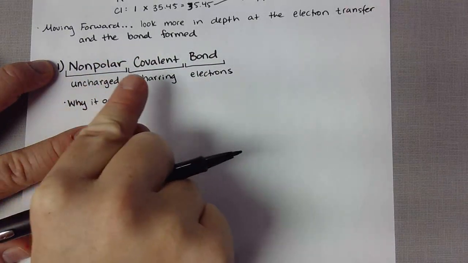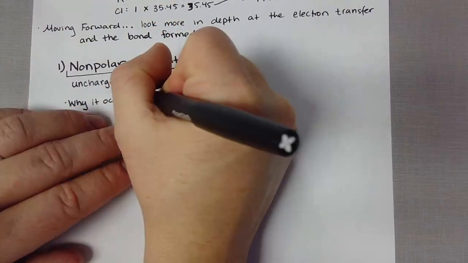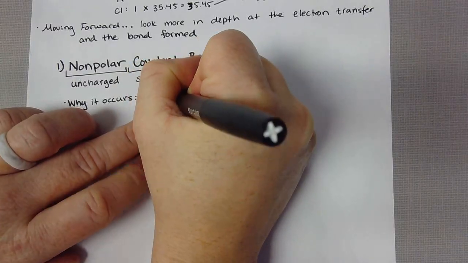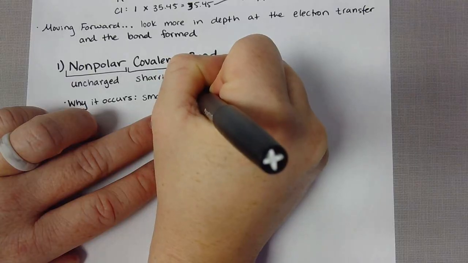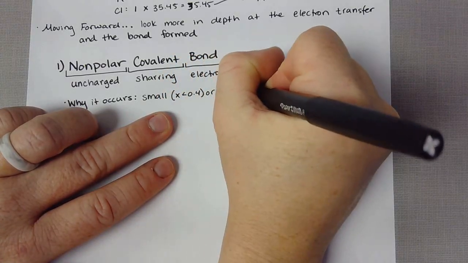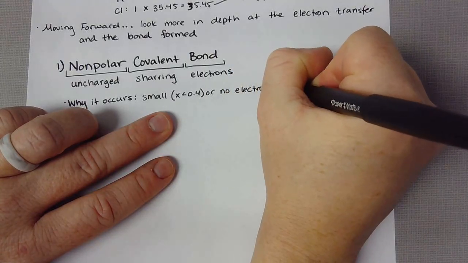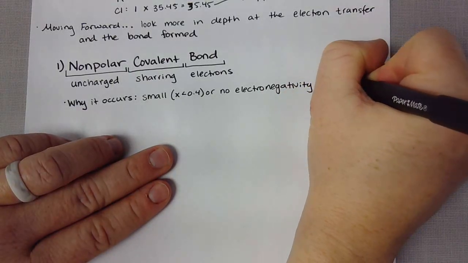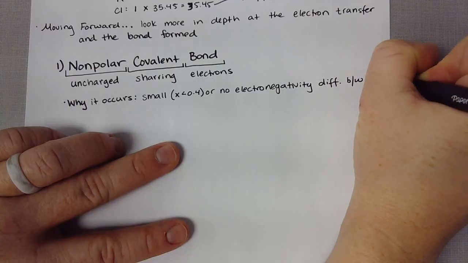Uncharged bonds with shared electrons occur when there is a small, which means less than 0.4, or no electronegativity difference between atoms.